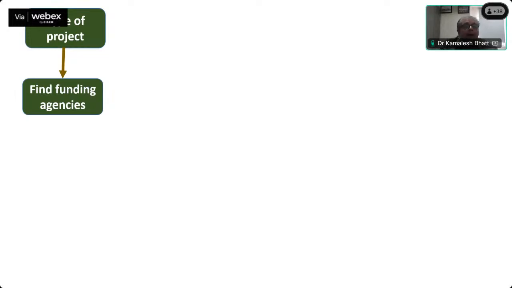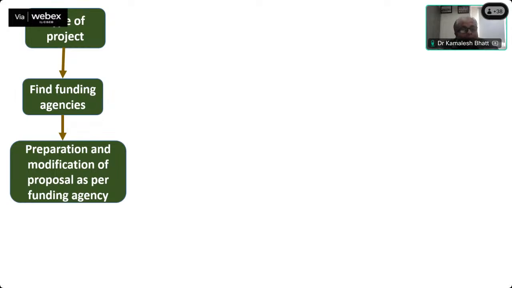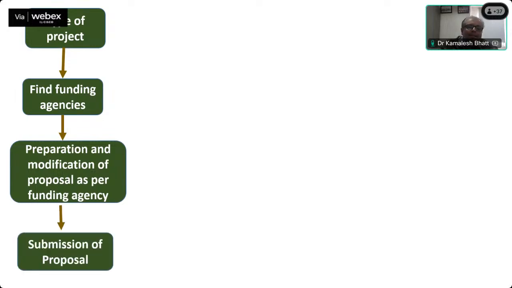Then after finding the funding agencies, you have to make some modifications to the proposals that you already made. Generally, we prepare one general proposal, and then we search for the funding agency. This is the usual scenario. Then, according to the guidelines of the funding agency, we make modifications. So there is preparation and modification of the proposal as per the funding agency, and obviously then you submit the proposal.